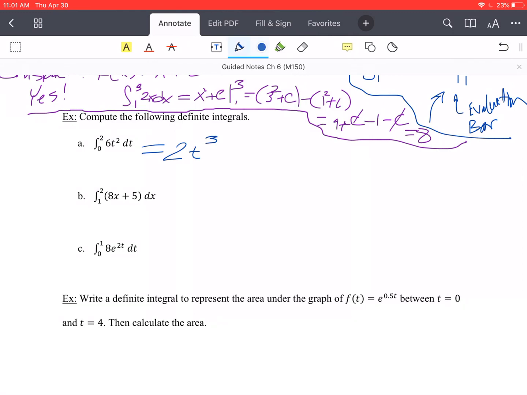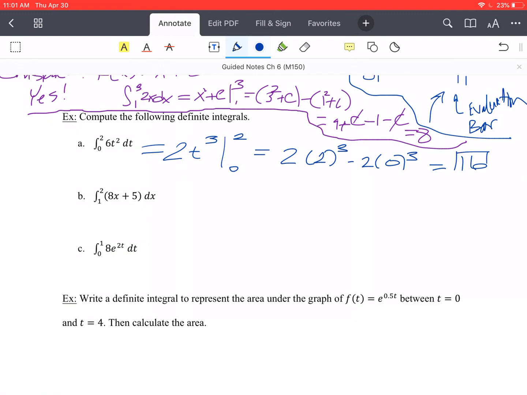Okay, right? And if you're not sure about that, just take the derivative of this, and it gets you back to 6t squared again. Okay, and then this gets evaluated from 0 to 2. So that's going to be 2 times 2 cubed minus 2 times 0 cubed. And that's just going to be 16. Remember, the definite integral gives us a number, right? It gives us a specific value because we're talking about area here.